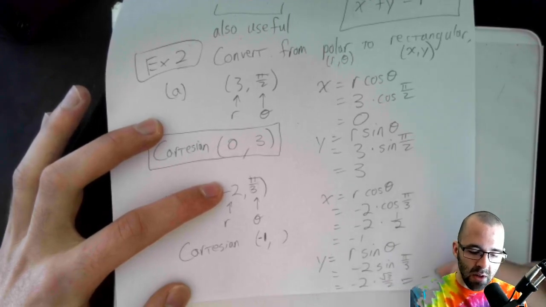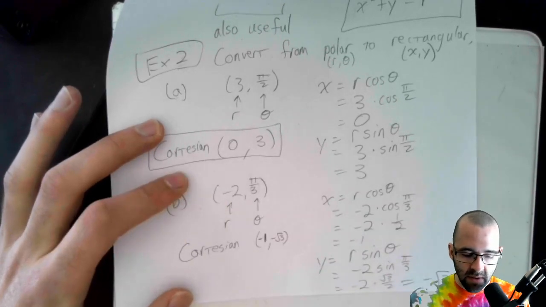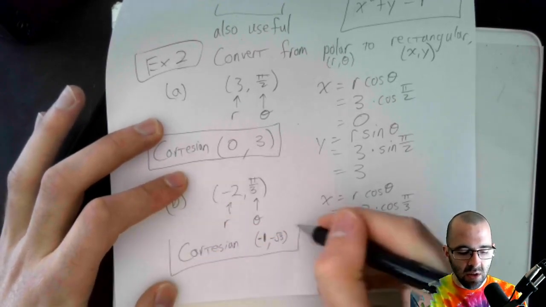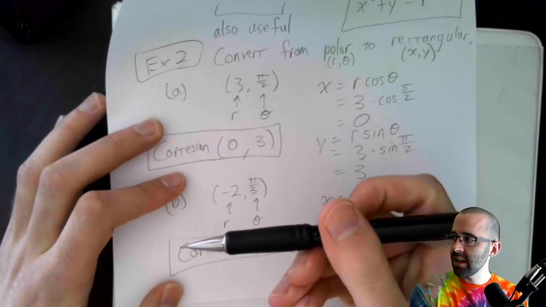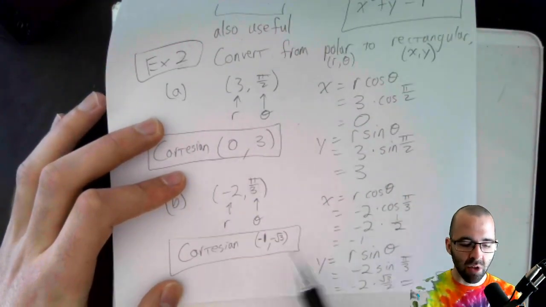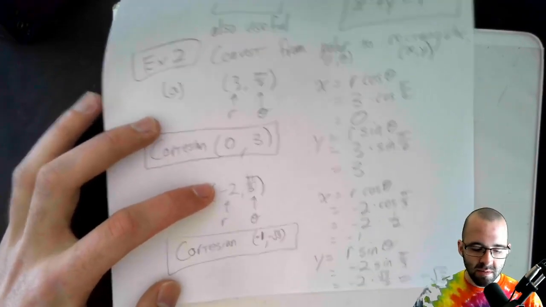And you get negative root 3. Okay. So again, in Cartesian coordinates, you can very easily see what quadrant it is. The x coordinate's negative, the y coordinate's negative, we're in the third quadrant. Here it's a little harder to see that you're in the third quadrant.